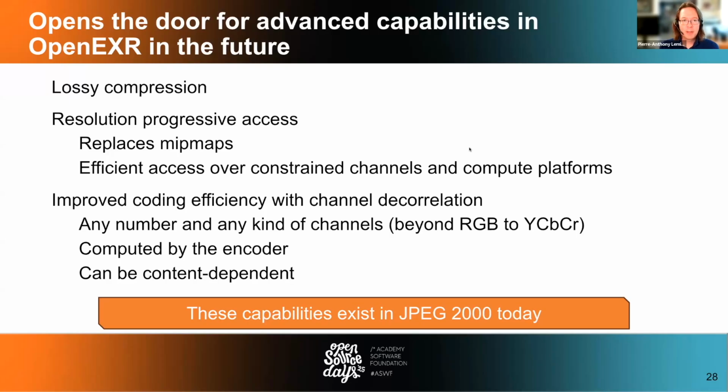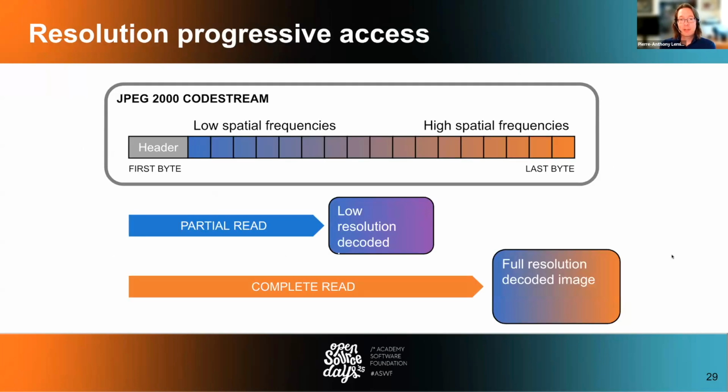All right, so the one thing that I want to just whet your appetite with, to be completely candid, is the next slide. It's a feature that's been in JPEG 2000 since day one, resolution progressive access. So it's possible to arrange the J2K code stream in such a way that all the lower frequencies of an image appear first in the code stream.